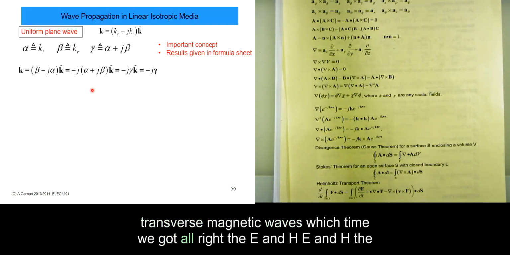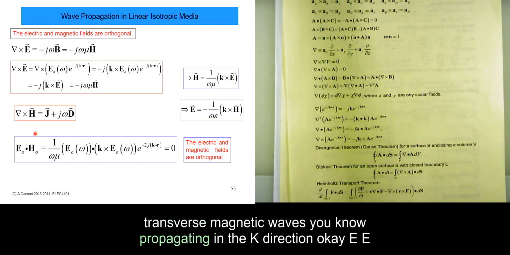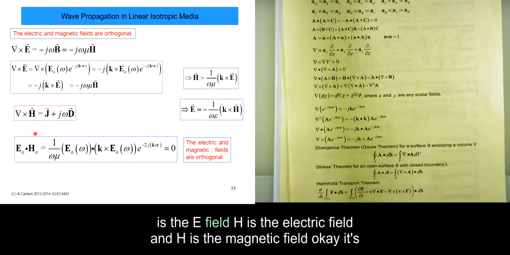The E and H, the transverse magnetic waves, are propagating in the k direction. E is the electric field, and H is the magnetic field.